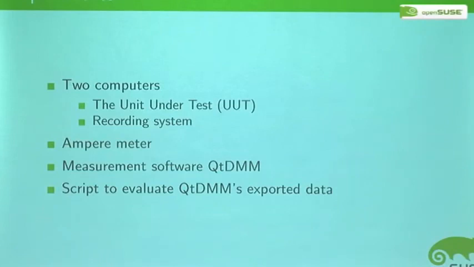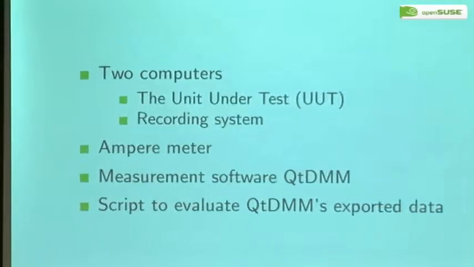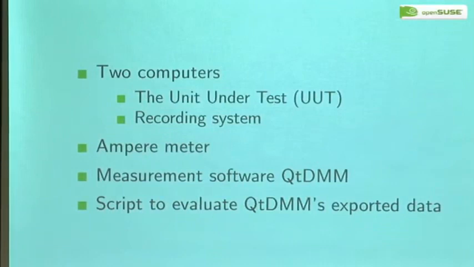And a second system recording the measurement values, because otherwise, if you did the tests on the system itself, this would falsify the results of the measurements. Of course, you need an ampere meter. The ampere meter also has to fulfill certain requirements, but I left that out here. Then on the recording system, you need measurement software. I picked QGTMM. It was the only thing I found which meets all the requirements. And finally, you need a script to evaluate the data from QGTMM.